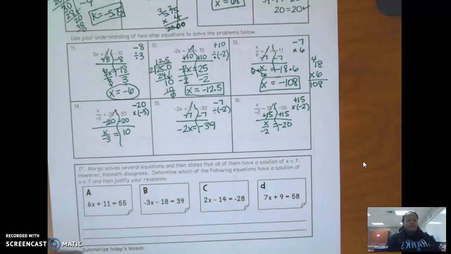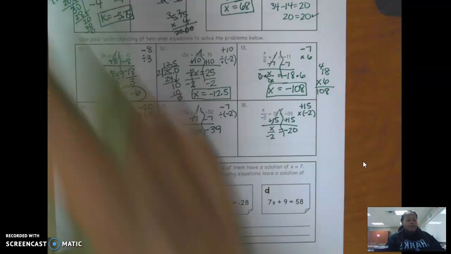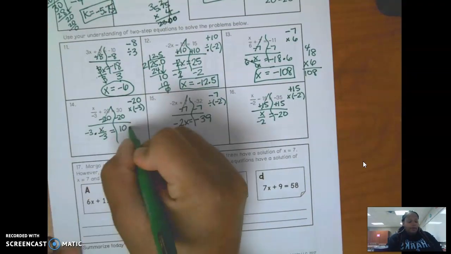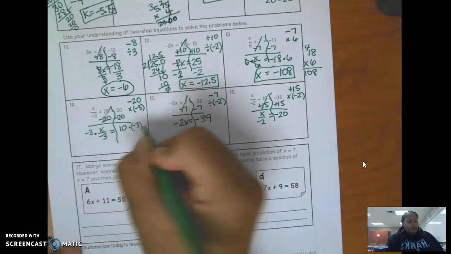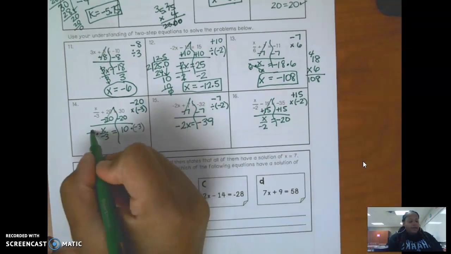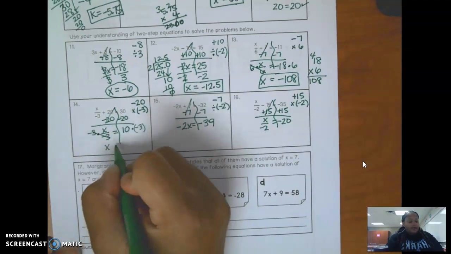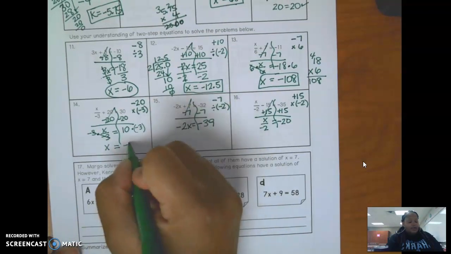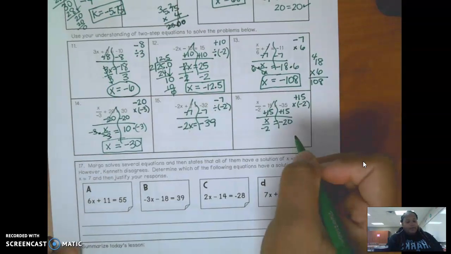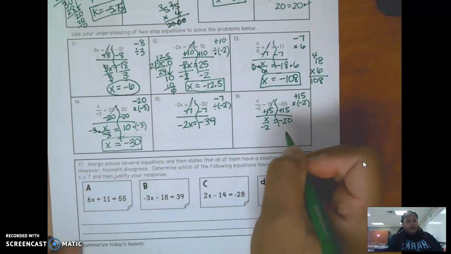Then number 14, x divided by negative 3. So to undo division by negative 3, we have to multiply by negative 3 on both sides. Put that in parentheses so it doesn't look like times minus 3. These negative 3's will cancel out. X equals 10 times negative 3, which is negative 30. And I know you're probably thinking, but Miss Starling, you're not checking these. I'll go back and check them in a minute.